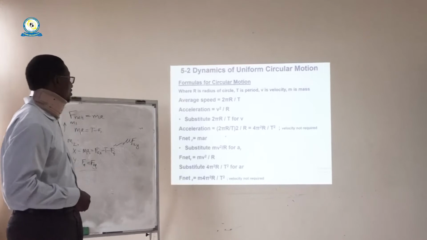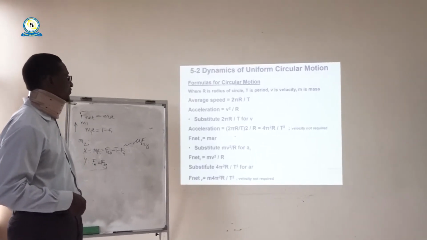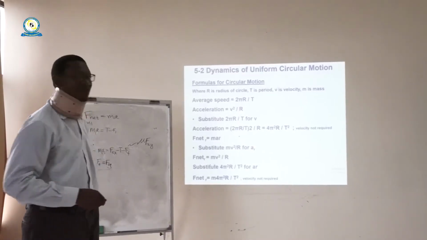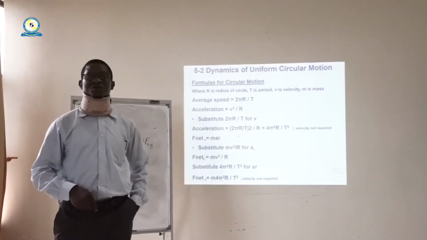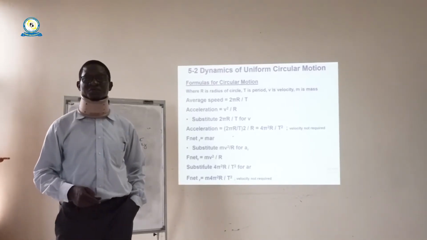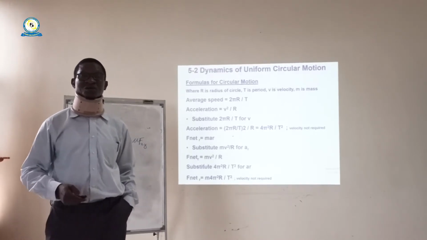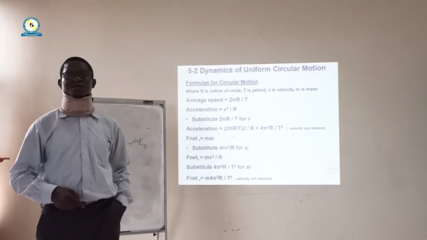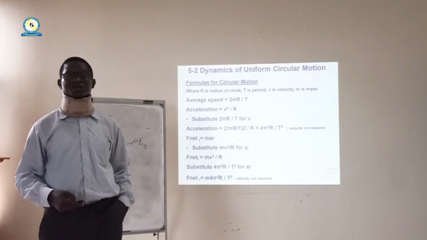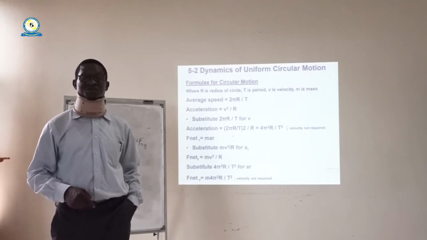Formulas for circular motion, where r is the radius of the circle, T is the period, v is velocity, m is mass. Average speed is equal to 2 pi r over T, the period. That is the average speed. You know this 2 pi r is the circumference of the circle over time. It's the distance over time.